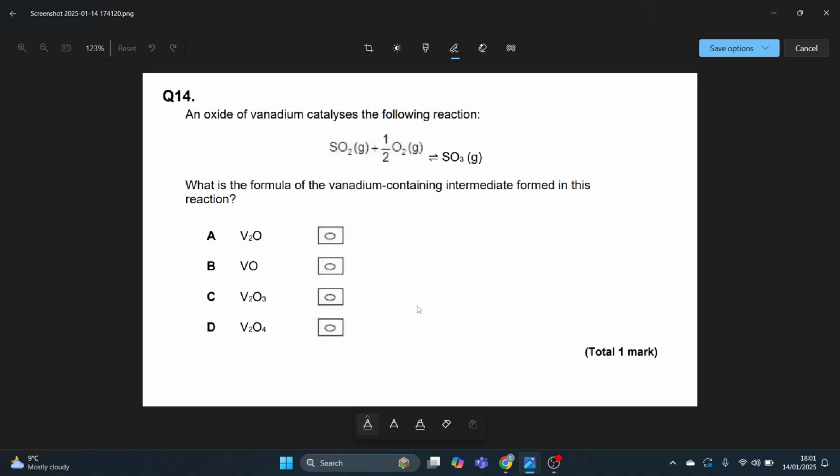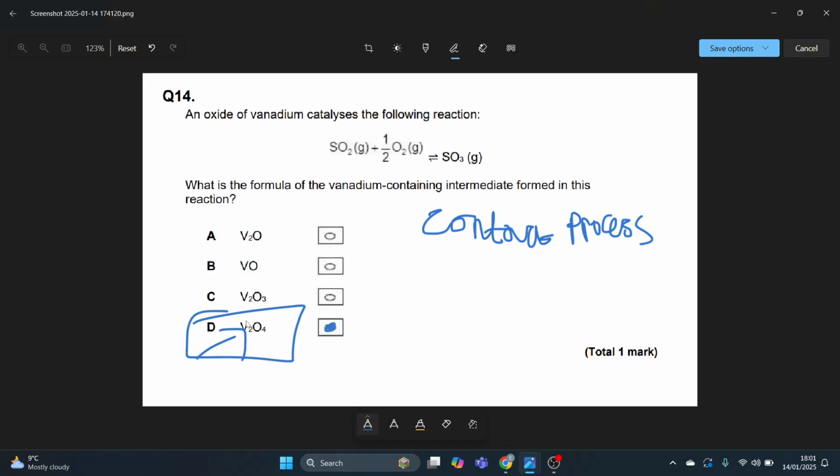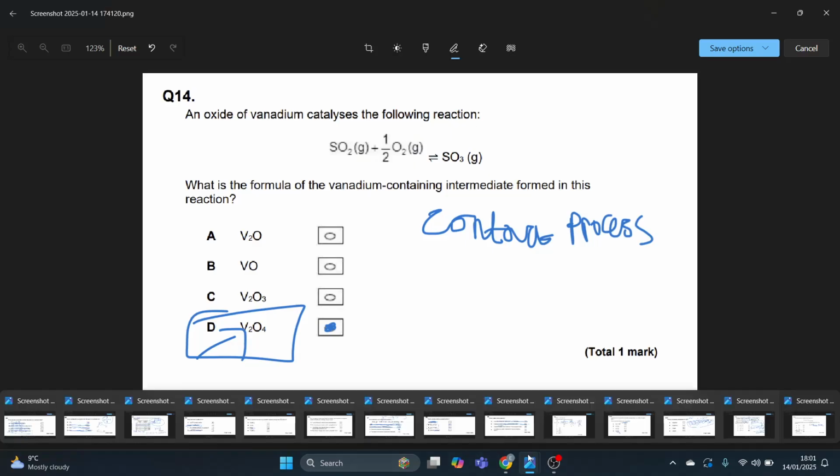For the vanadium containing intermediate, you need to know the contact process. You need to know the contact process and all these equations like the back of your hand, and then you should get D, because you could recognize it easily. Oh, that's the vanadium containing intermediate, because I remember this equation. And that is the end of these multiple choice questions.